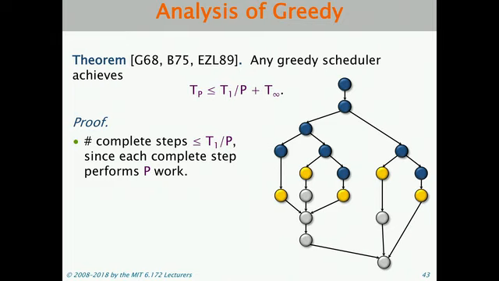Here's a simple proof for why this time bound holds. We can upper bound the number of complete steps in the computation by T_1 over P. This is because each complete step is going to perform P work. So after T_1 over P complete steps, we'll have done all of the work in our computation. That means that the number of complete steps can be at most T_1 over P. Any questions on this?